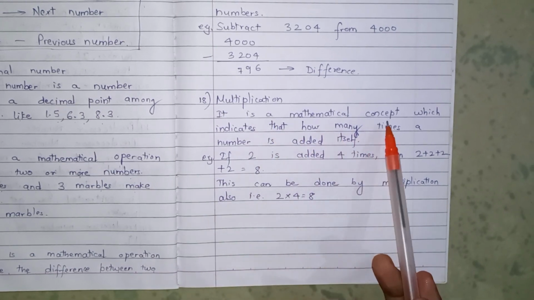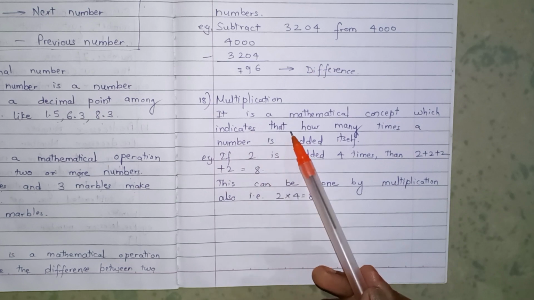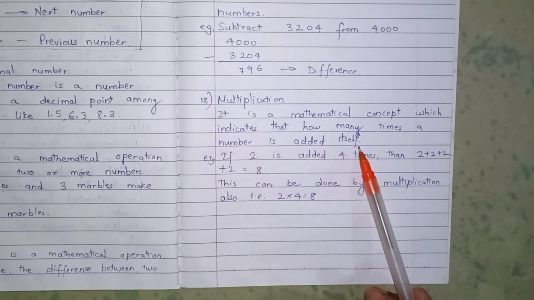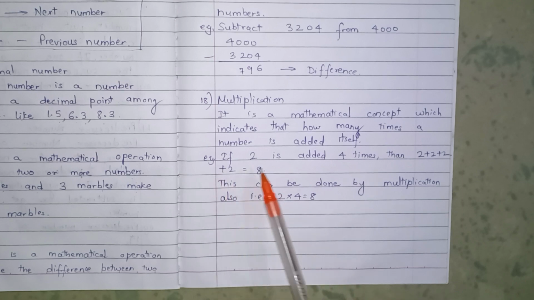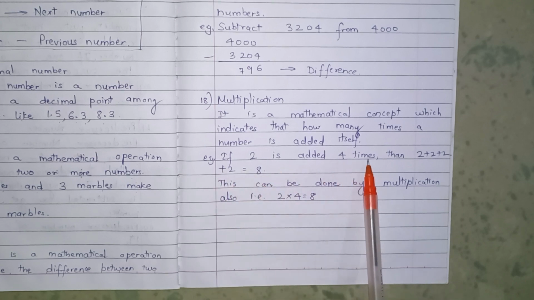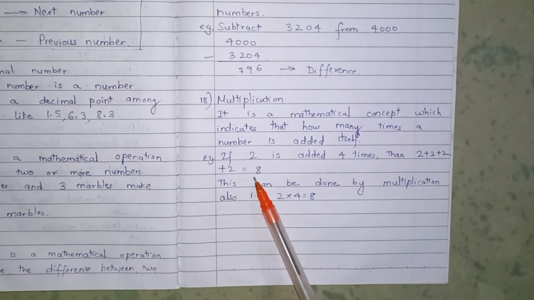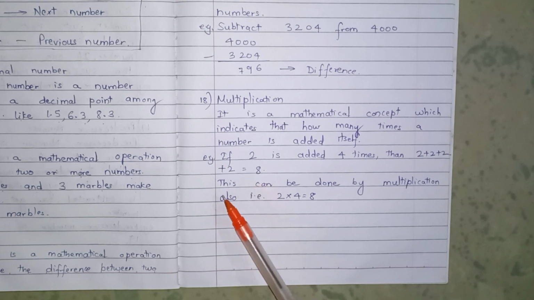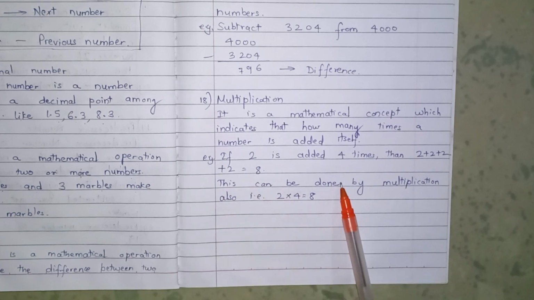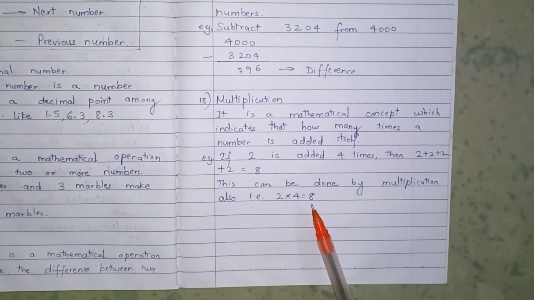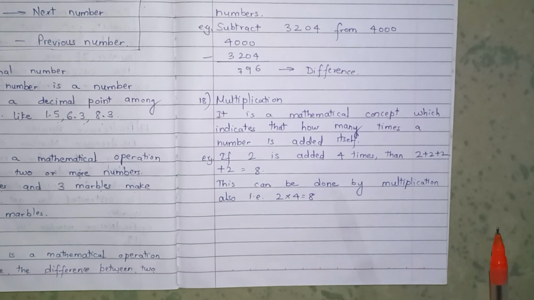Multiplication is a mathematical concept which indicates how many times a number is added to itself. Example, if 2 is added 4 times, then 2 plus 2 plus 2 plus 2, which equals 8. This can be done by multiplication also. That is 2 into 4, which equals 8.